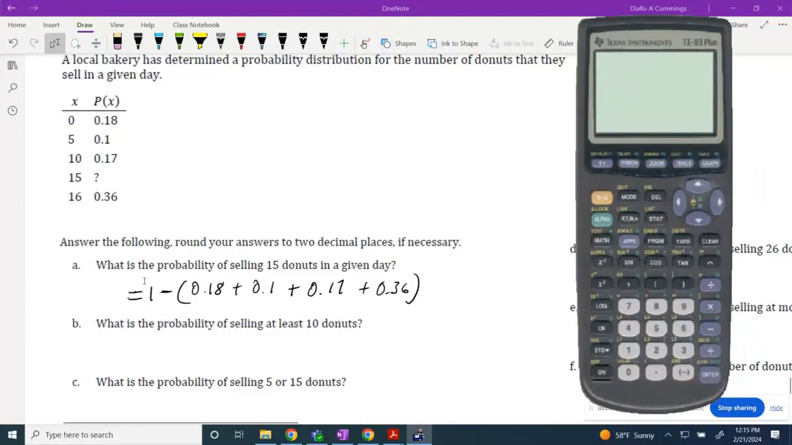If I calculate that with the calculator, I'm basically going to put it in exactly like I see it. So it's 1 minus, and I'm going to use a begin parenthesis, 0.18 plus 0.1 plus 0.17 plus 0.36. I'm going to close off my parenthesis, and I should have 0.19.